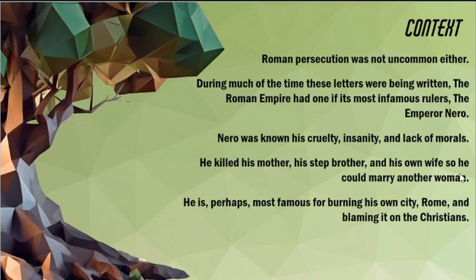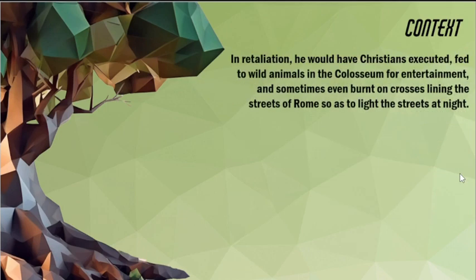And in retaliation for the burning of the city of Rome, he would have Christians executed by being fed to wild animals in the Colosseum, and that would be the entertainment that people would watch, somebody getting devoured by a lion, and it would be these Christians. And sometimes they would even be burnt on crosses that were lining the streets of Rome as streetlights so that they would light the streets at night. And so the streets of Rome would be lit by burning Christians.